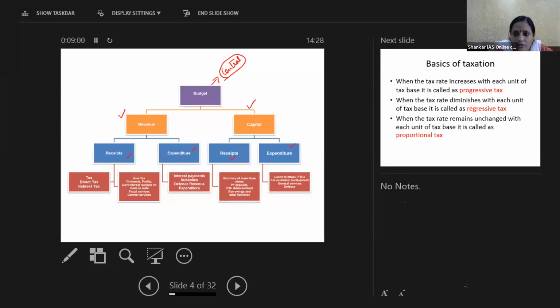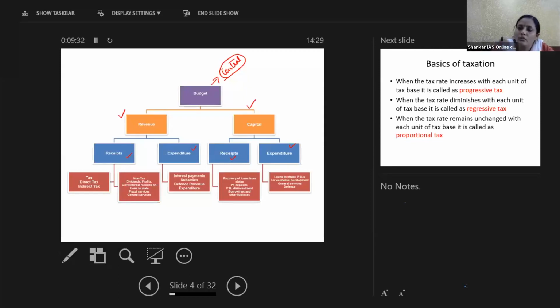So now budget is on the top. It is having two different major accounts. One is the revenue account, another one is the capital account. So now government has to run the country. You know, government has lots of activities to do. It has to do the routine administration. It has to collect the taxes. It has to do the programs, implementation of schemes. It has to give subsidies. So there are varieties of things which the government is doing.